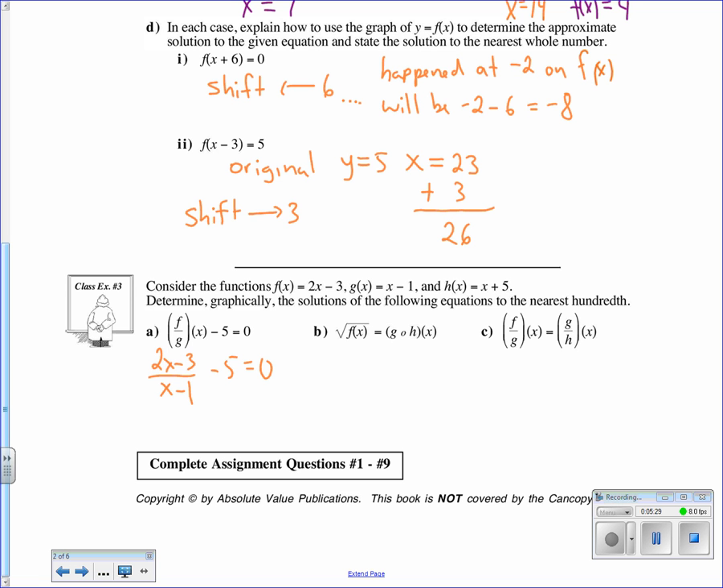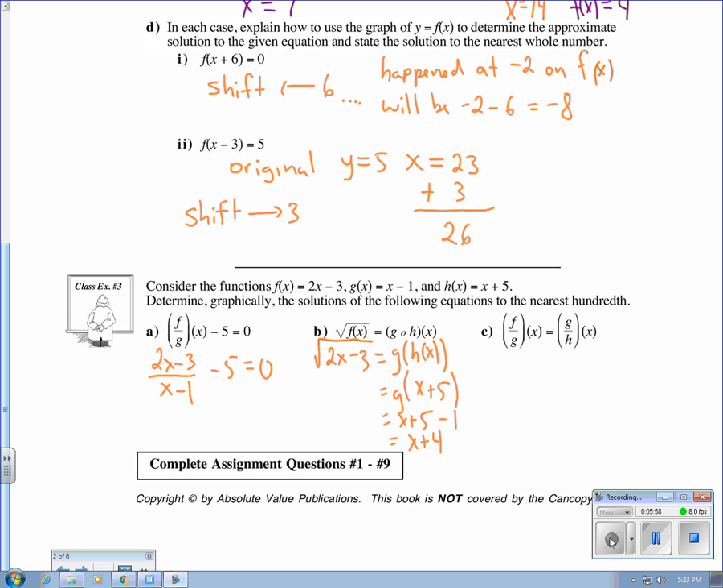The square root of f at x, so that's the square root of 2x minus 3, is equal to g evaluated at h evaluated at x, which is g evaluated at x plus 5, which is x plus 5 minus 1, which is x plus 4. At least getting that side simplified. Going to change colors to check this one out.